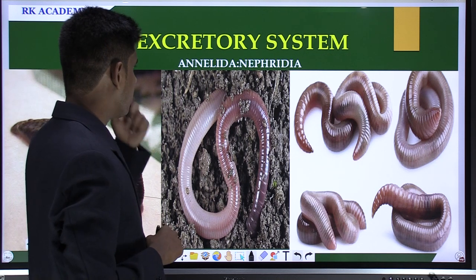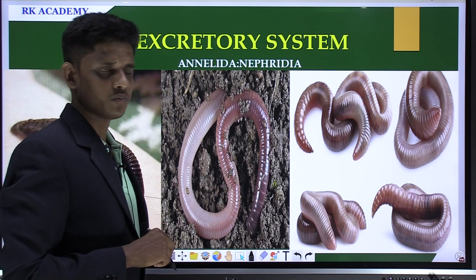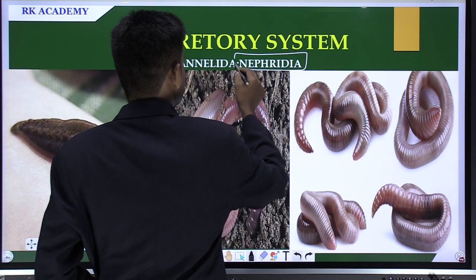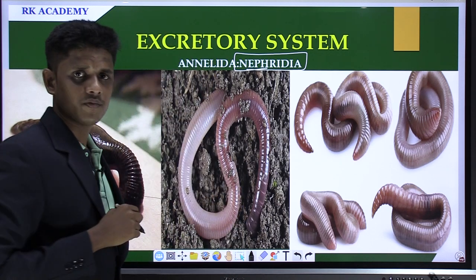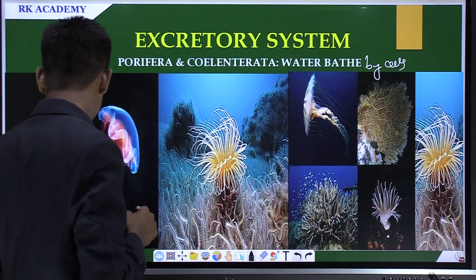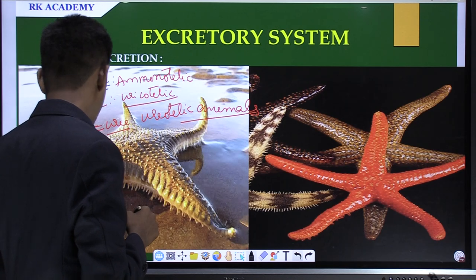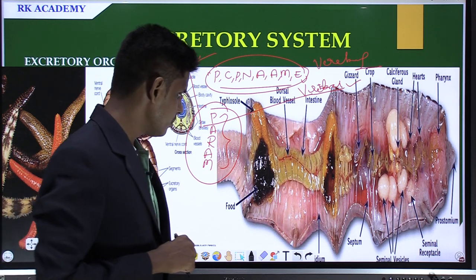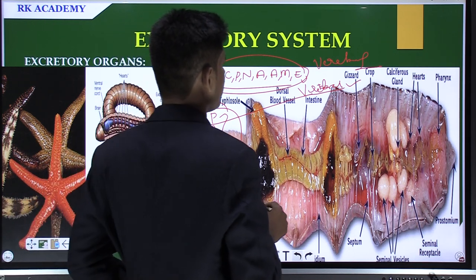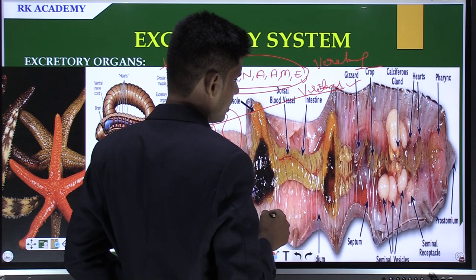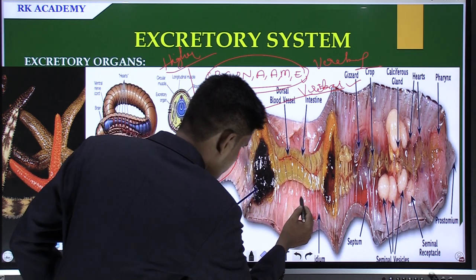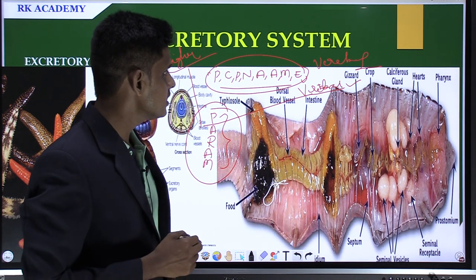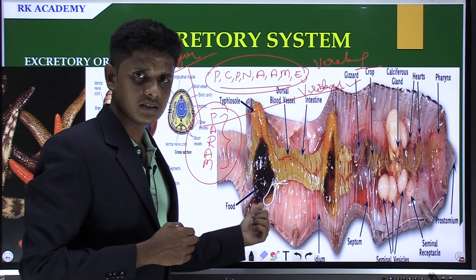And this is annelida. Annelida eliminate their waste materials with the help of nephridia. These are all the nephridia. This particular nephridia eliminates the waste material from the body. Just have a look at the nephridia. And this is the section cutting of an earthworm. In the earthworm, you can see the nephridia. And where are they located? These are called nephridia. These nephridia eliminate the waste material from the body.